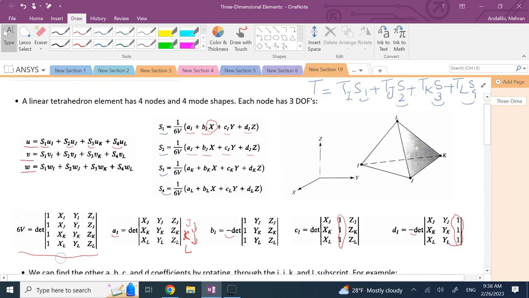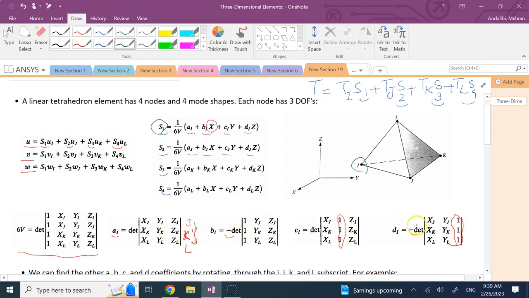And similarly, for all of these, you can clearly see that the mode shape is going to give you 1 at I, and then for S1, and at J, K, and L, it's going to give you a 0. For example, if the node is at I, then for X, Y, and Z, you have to plug in X_I, Y_I, and Z_I in here, right? And what is it that you will get?